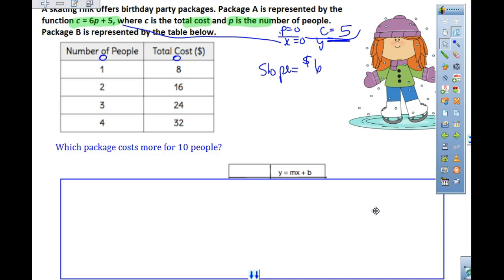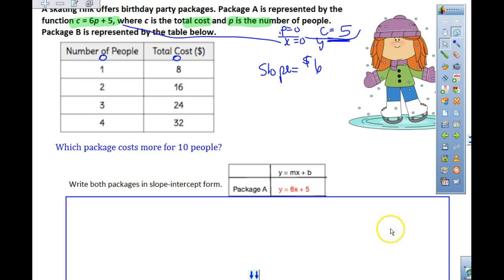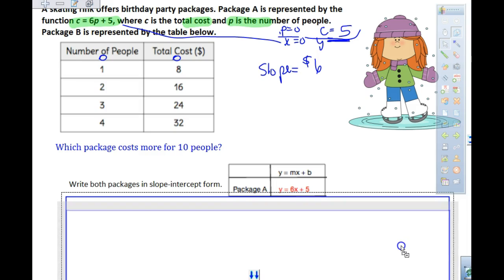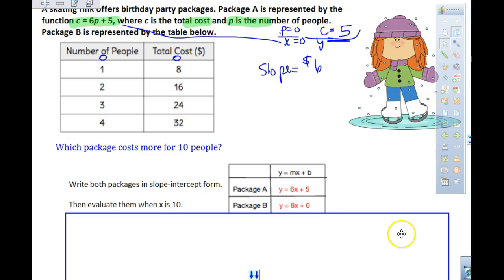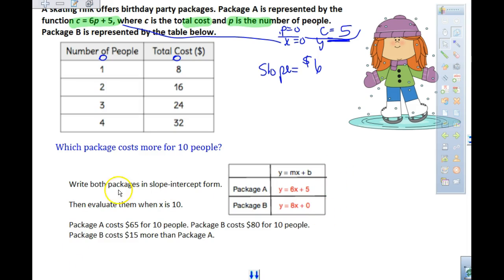So the first thing you're going to start off with is writing our equations. We're going to put them both in slope-intercept form. The first one was y equaled, or c equaled 6p plus 5. We're going to put 6x plus 5. Our second package, y equals 8x. Does that make sense to everyone, the two equations? Then we put in x is 10 in both. We get 65 for 10 people and 80 for 10 people.